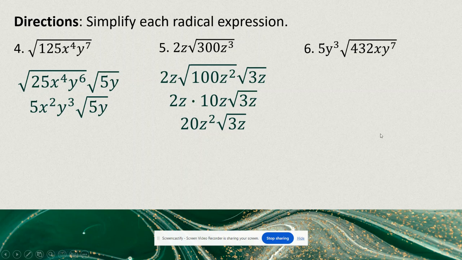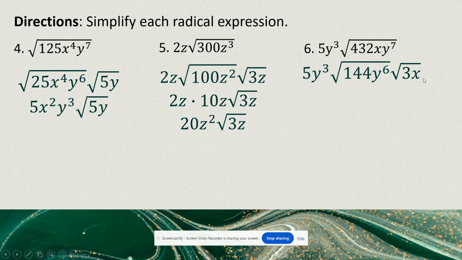Right? For number 6, I have 5y cubed times the square root of 432xy to the 7th. Here we kind of have some issues. Y to the 7th is raised to an odd power, x to the 1st is raised to an odd power, and for 432 we need to find if there's a perfect square that goes into it. So I have 5y cubed out front. Again, it's just going to come along for the ride until I can evaluate everything else. 144 is a perfect square that goes into 432. It goes into 432 3 times. That's where the 3 and the 144 are coming from.